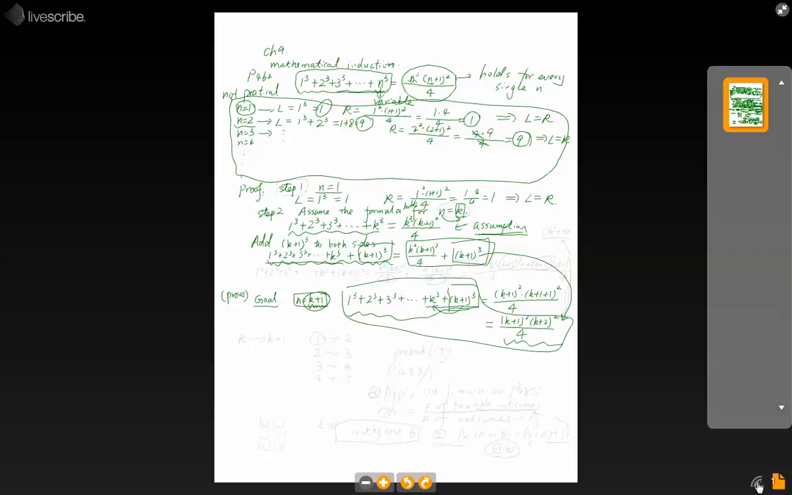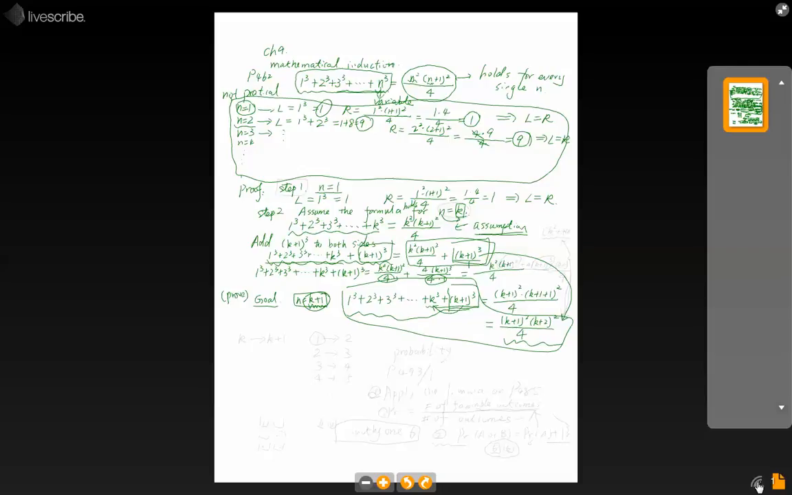So the left side, I don't do anything. I copy it, 1 cubed plus 2 cubed plus 3 cubed plus dot dot dot plus k cubed plus k plus 1 cubed. And the right side, I add these two terms. Because one of these is a fraction, I need to equalize the denominator. The common denominator is 4, so I equalize the denominator of the second one, multiplying by 4, both top and bottom. So I can put k plus 1 cubed over 1 and multiply by 4, both top and bottom. And now, because I have a common denominator 4, I can add the numerators.